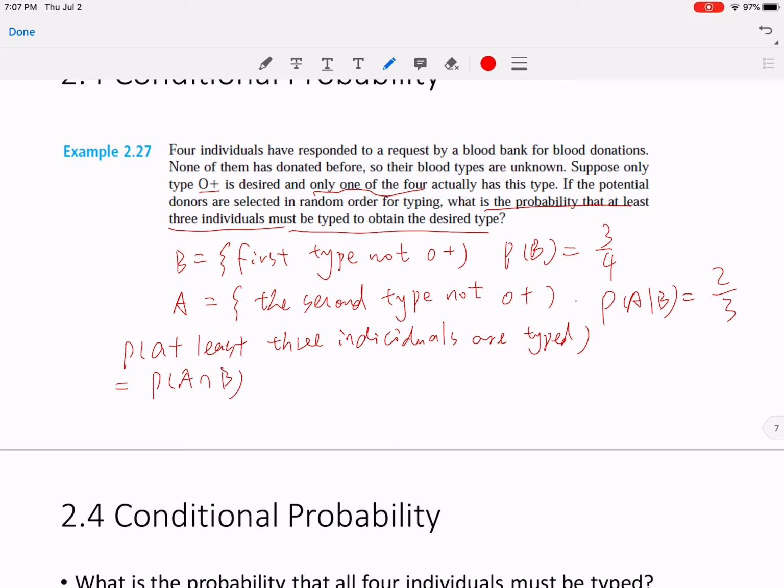Why is it A intersection B? A intersection B means both the first one and the second one are not O positive. If the first 2 don't have the O positive, then among the last 2, the third or the fourth, there must be one of them that has the O positive, right? I don't care if the third one has the O positive or the fourth one has it. I just need to know that if the first 2 don't have the O positive, then the O positive must be in the last two individuals. So what we're looking for here is the probability of A intersection B.